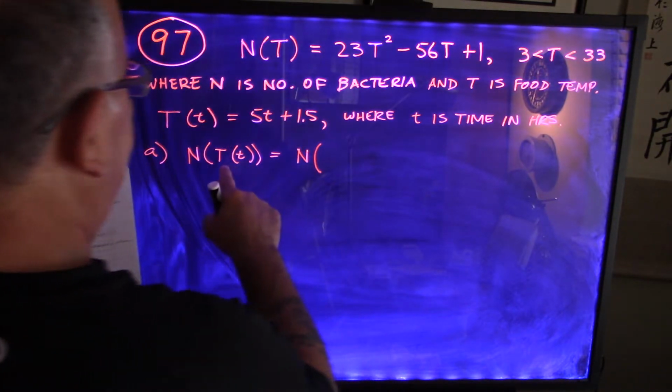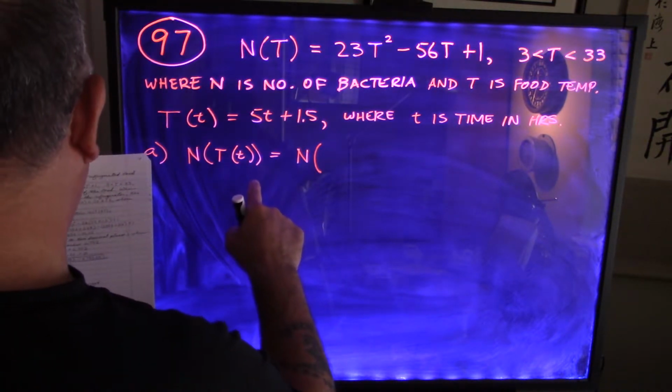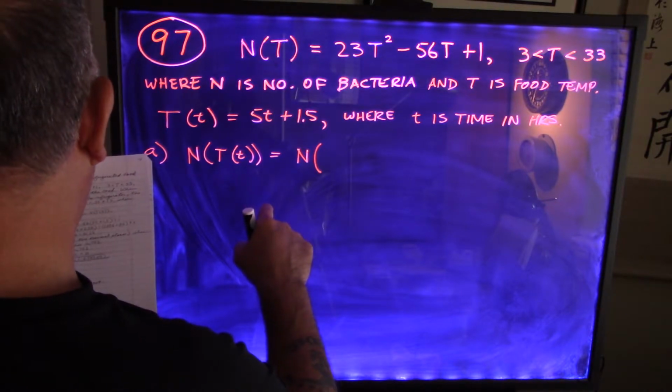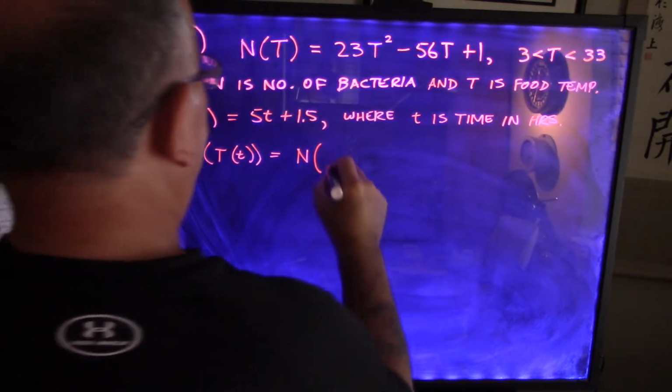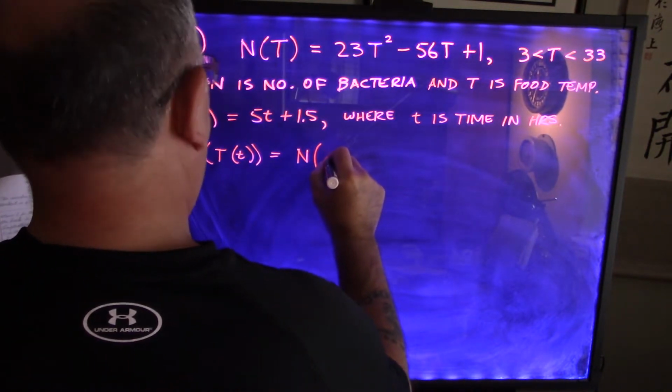What is capital T of t? Where is that? Over here. Okay, that's 5t plus 1.5.